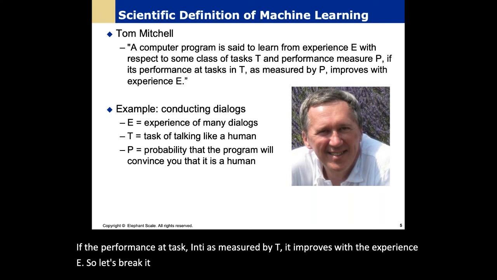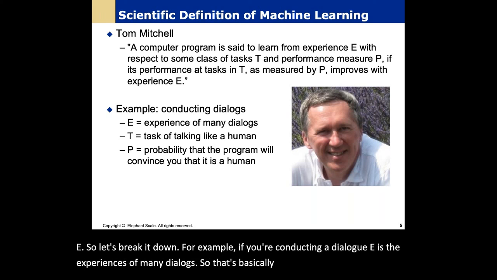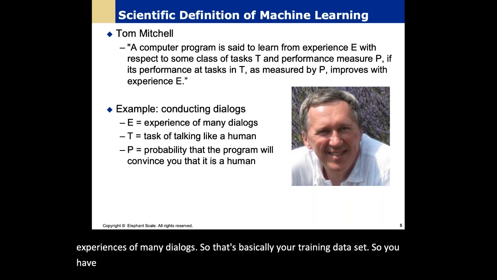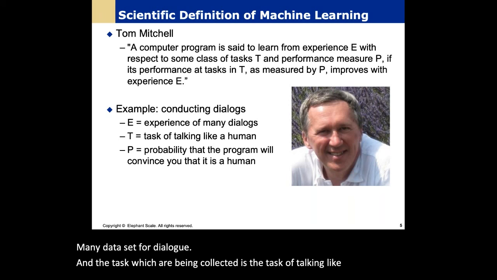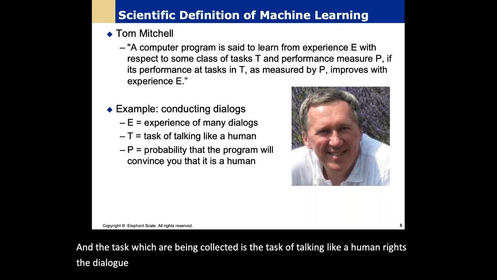For example, if you're conducting a dialogue, E is the experience of many dialogues. So that's basically your training data set. So you have collected many data sets for dialogue. And the task is the task of talking like a human, right? Say the task is talking like a human.